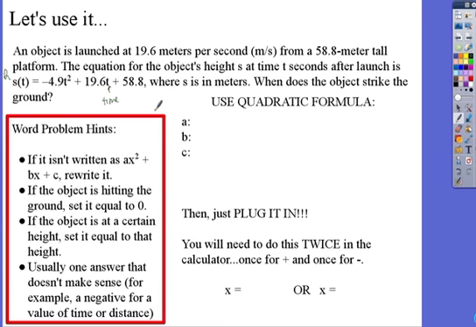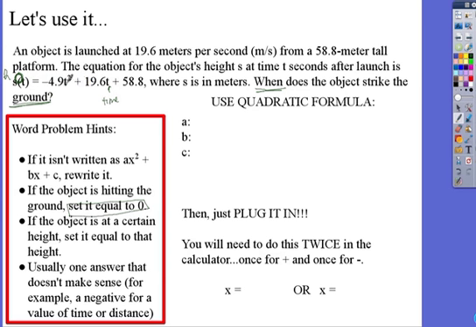Okay, so we need to start developing some patterns for quadratic word problems. First, it asks us when, so that means I'm looking for t. Or if this was written in standard form, it would be x. I want to solve for x. When does the object strike the ground? It gives me a height. What is the height of the object if it's on the ground? If the object is hitting the ground, then you're going to set the quadratic equal to 0. So I'm replacing s of t with 0.